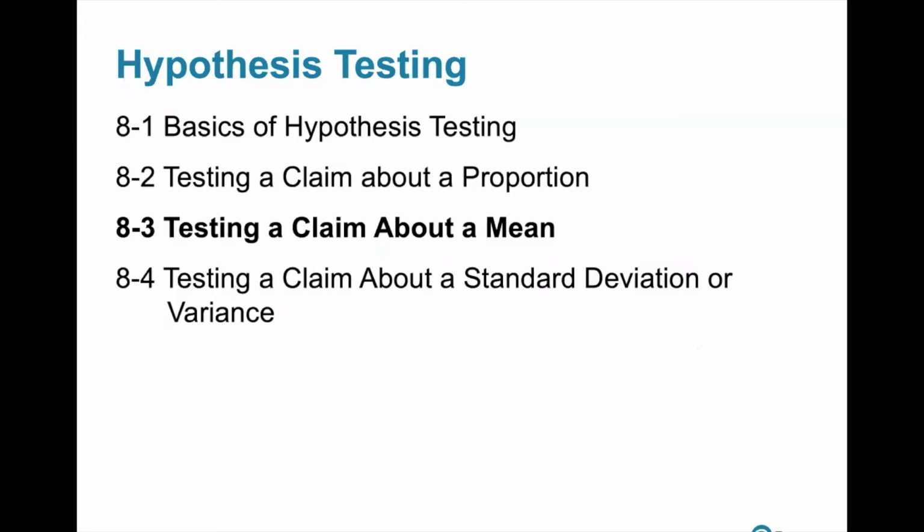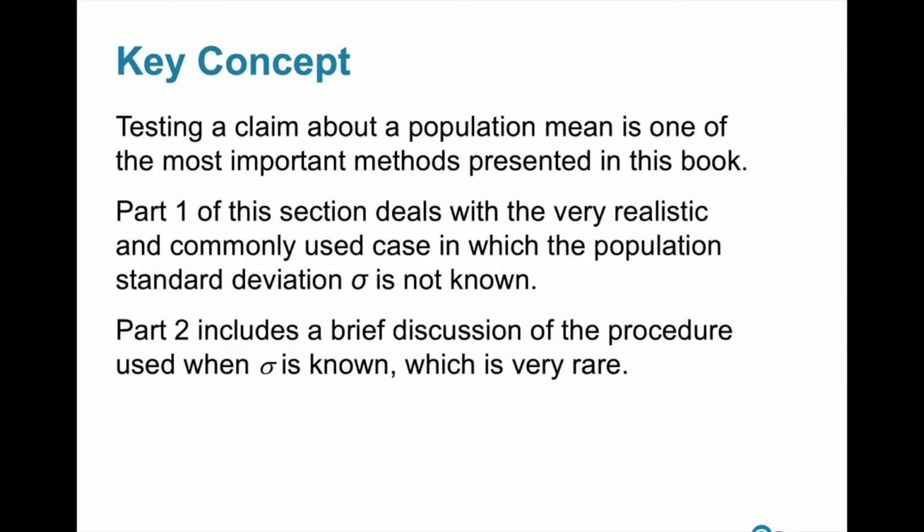Today we're talking about section 8.3, testing a claim about a population mean. Testing a claim about a population mean is one of the most important methods presented in this book and in this course. Part one of this section deals with the very realistic and commonly used case in which the population standard deviation sigma is not known.